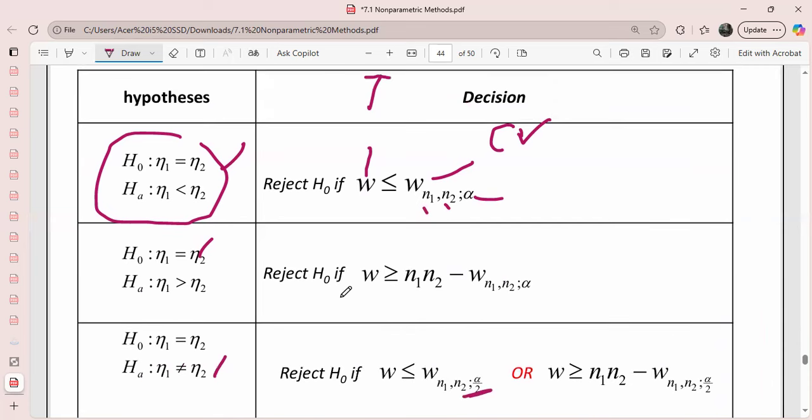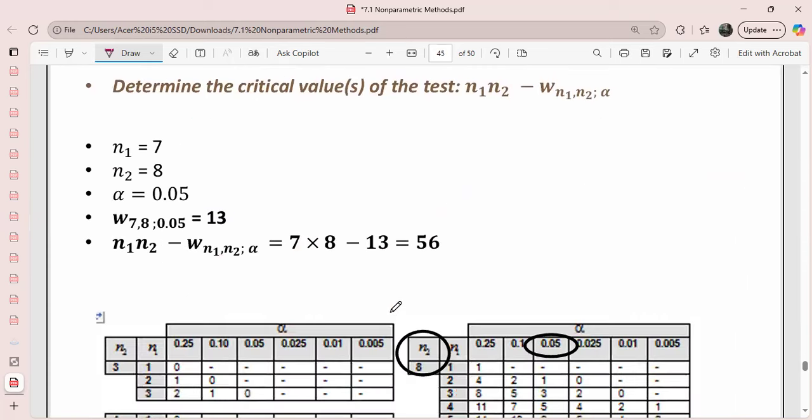Another thing is you reject the hypothesis if the test statistic, the T, is greater than or equal to N1 times N2 combined minus the critical value. But you can also use this one. Let's see. Even this one, you're going to use a table. What is N1 under population A? 7. N2 under population B? 8. The level of significance alpha we're given was 0.05.